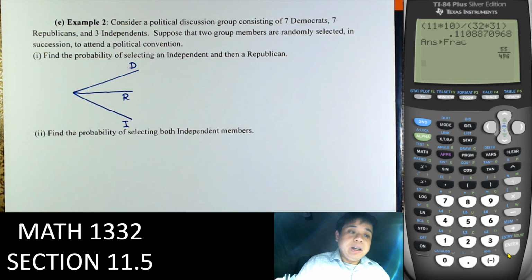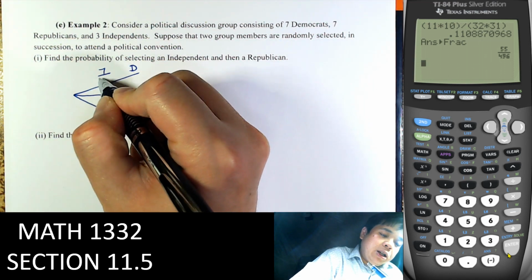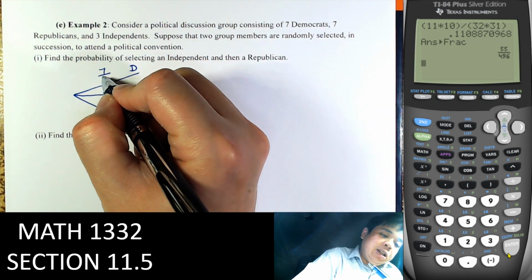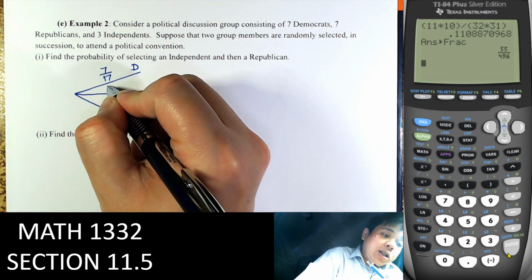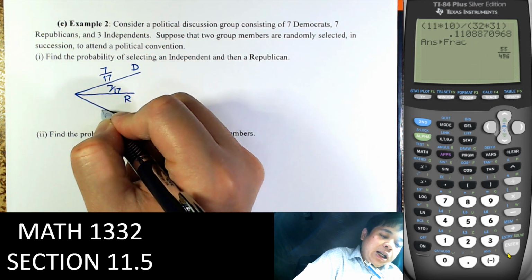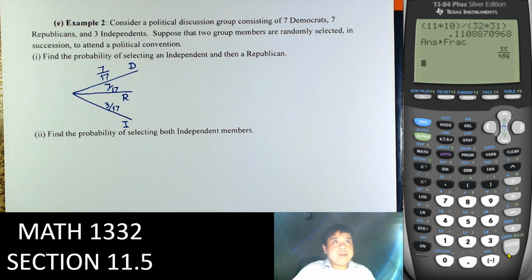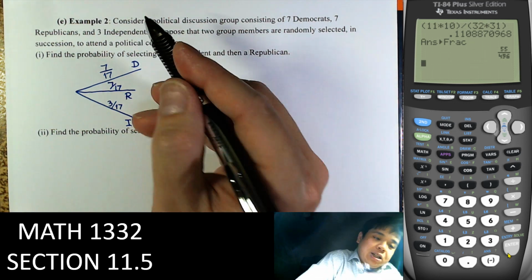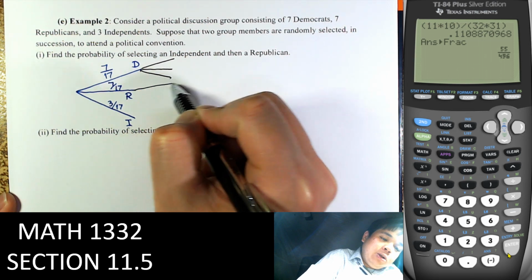As far as probability goes, originally there are 7 Democrats out of 17. Yeah, 3 plus 7 plus 7, that's 17. Republican, same way, 7 Republicans out of 17. Independent, 3 out of 17. Of course, we don't have to draw the whole tree. We just want the path that interests us. Right. Next we have, because for each one there are 3.